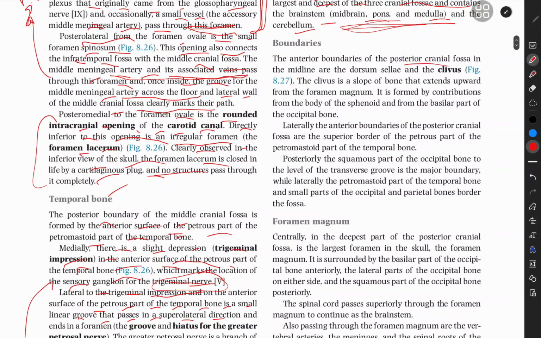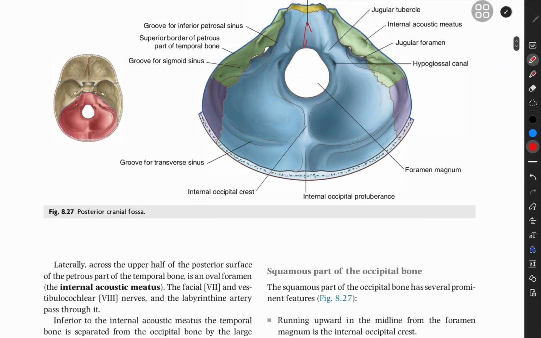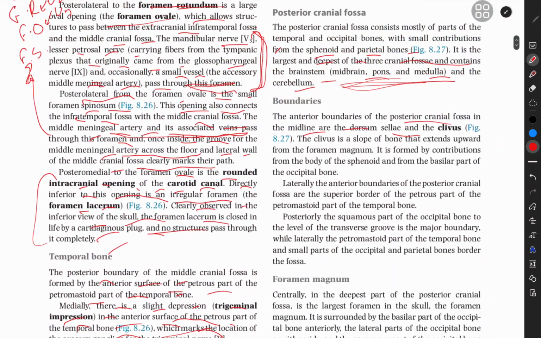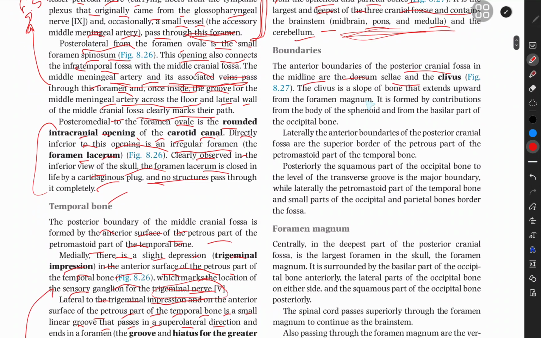Boundaries. The anterior boundaries of the posterior cranial fossa in the midline are the dorsum sellae and the clivus. The clivus is this thing. Yeah, this is the posterior cranial fossa. The clivus is a slope of bone that extends upward from the foramen magnum. It is formed by contribution from the bone of the sphenoid and the basal part of the occipital bone.